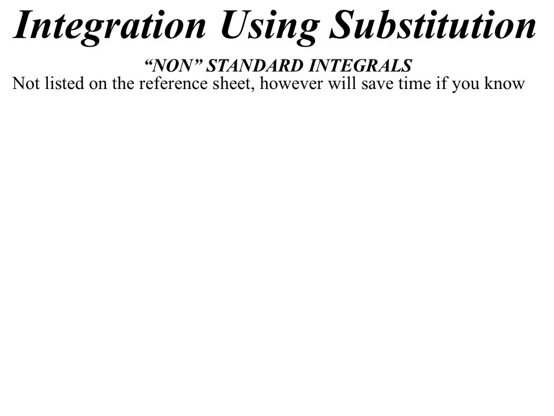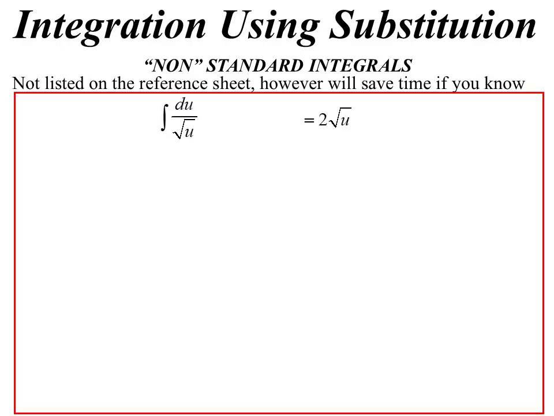I said yesterday that basically our techniques boil down to one of two ideas: substitution or by parts. Let's look at substitution again, but let's look at the non-standard integrals. These are not on the reference sheet, but certainly come up a bit. I've talked about this one before. So du on root u turns out to be 2 root u. It comes up a lot.